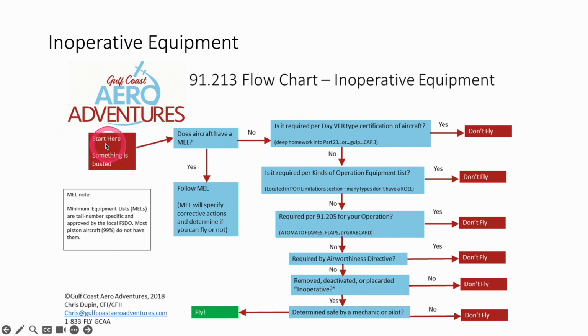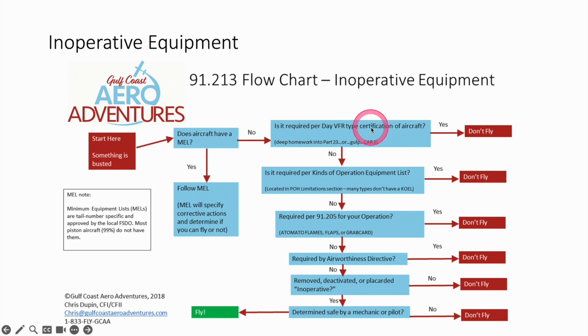So step number one, right here in this red square, something is broken. Your first thought is, does your aircraft have an MEL, minimum equipment list? I'll tell you your answer is no. The minimum equipment list is usually going to be for commercial aircraft that have an approved list of items that are required to go fly. However, small aircraft don't have that. So no, that means you can skip right along. Otherwise, you would just follow the MEL.